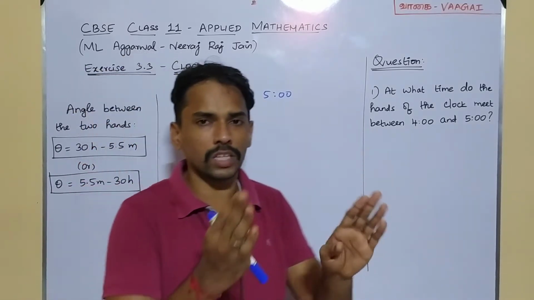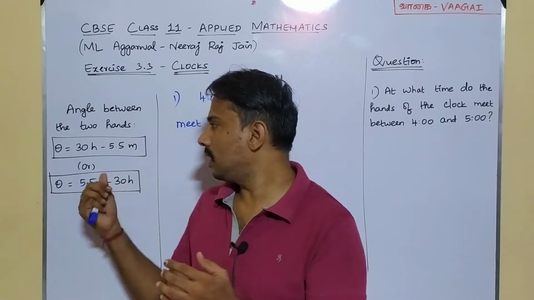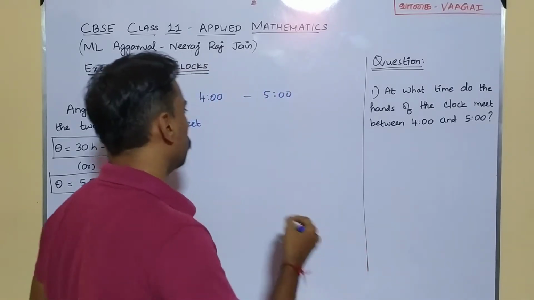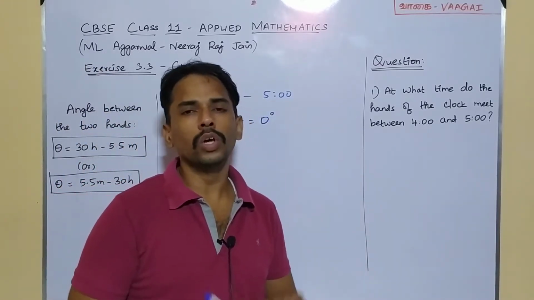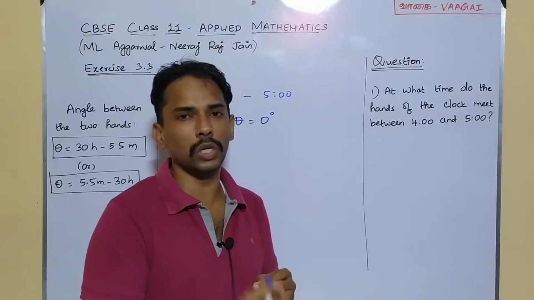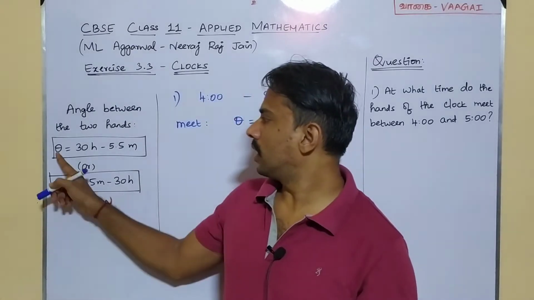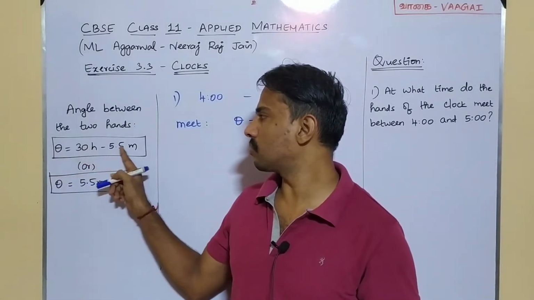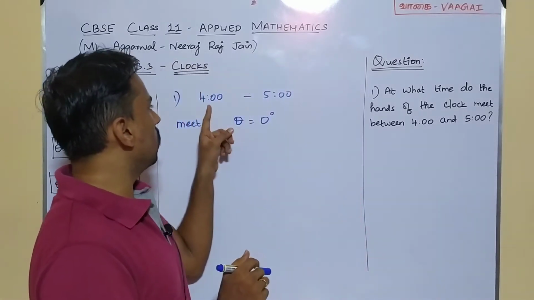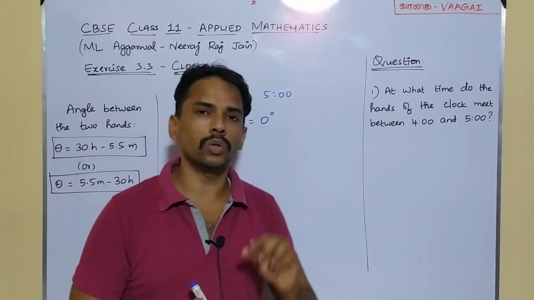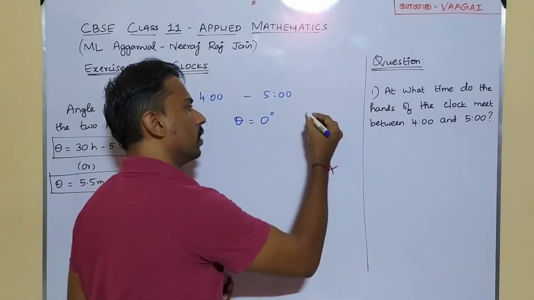At the time when the two hands meet, what do you think about the angle between them? Of course, the angle theta will be equal to 0 degrees. So we have to substitute theta as 0 and then solve this problem. That's it. And what else do we need? Theta is 0 and our formula says 30h minus 5.5m. We also need the value of h. See here, our time is between 4 and 5, so we need to take the h value as 4. That's it, so h is 4.